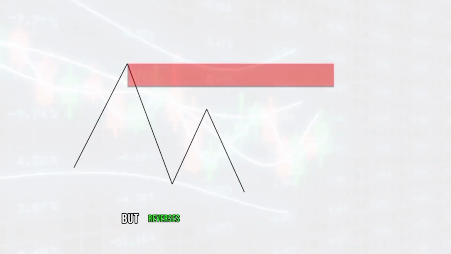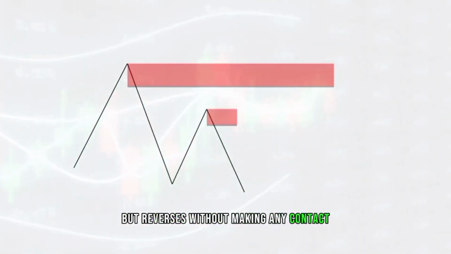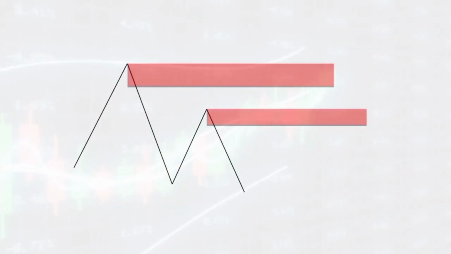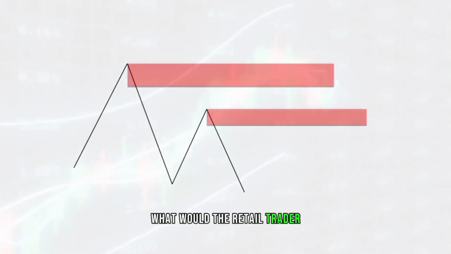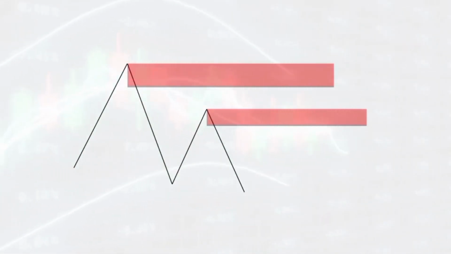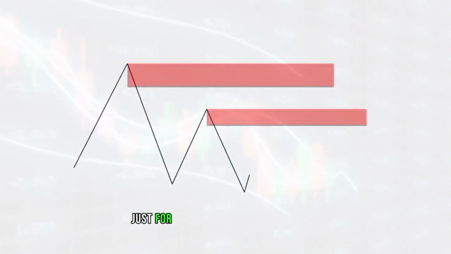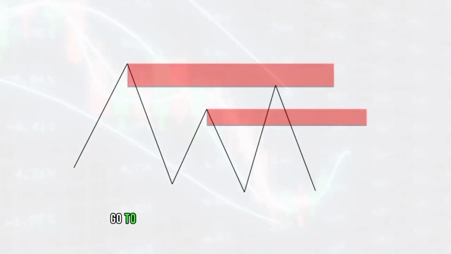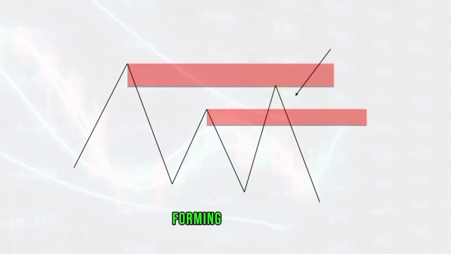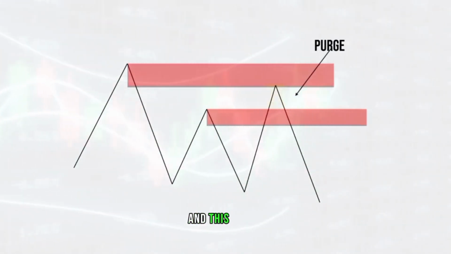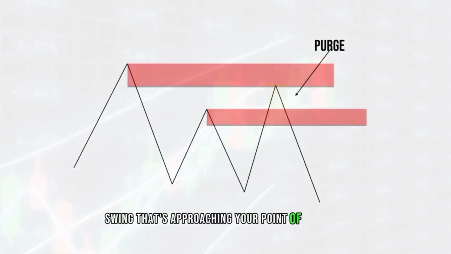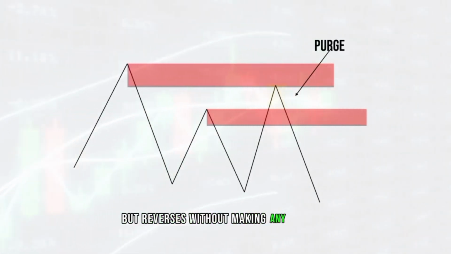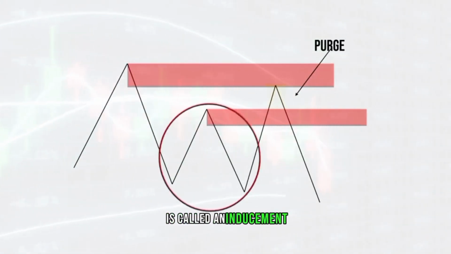So let's talk about the basic principles when it comes to inducement. So here you have your point of interest. Price approaches your point of interest, but reverses without making any contact, forming a new point of interest. So what would the retail trader or the uninformed trader do? They would try and take an entry at the newly formed point of interest just for price to take their entry out, go to the initial point of interest and reverse, forming your purge. And this entire swing that's approaching your point of interest but reverses without making any contact is called an inducement.